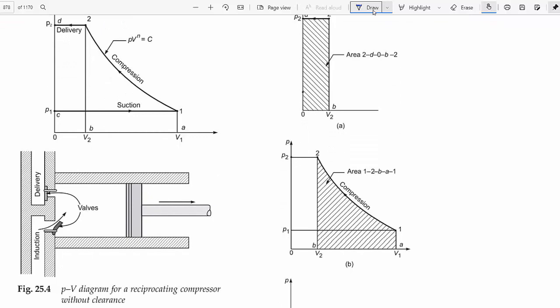This is the PV diagram for a reciprocating gas compressor. During compression, point one is the starting stage where air is sucked in, and point two is the exit of the compressor. Here we don't consider clearance.